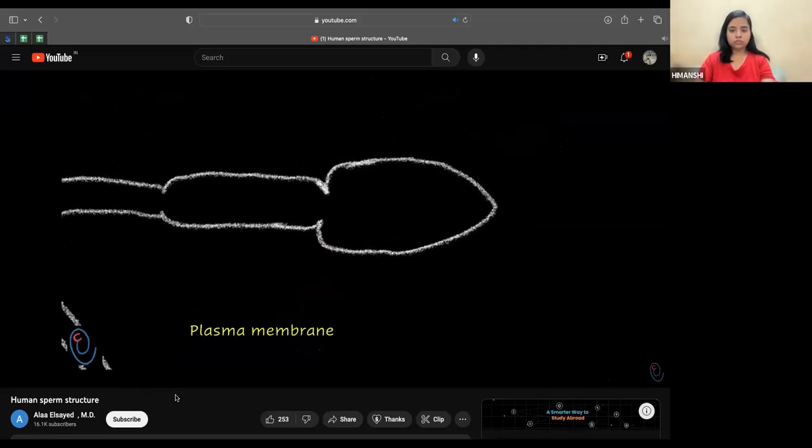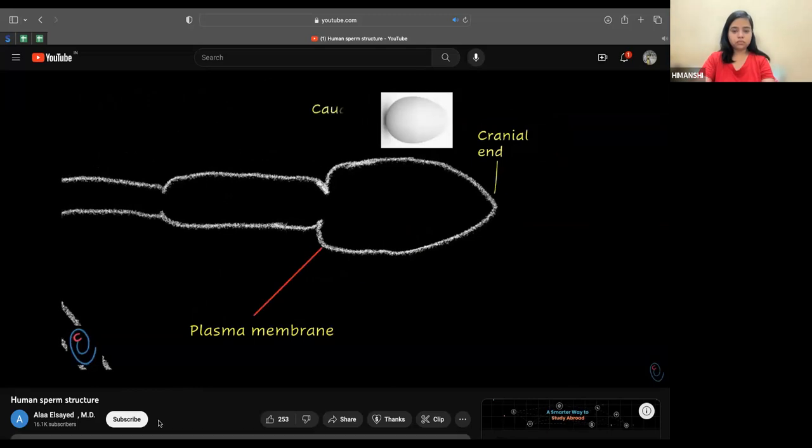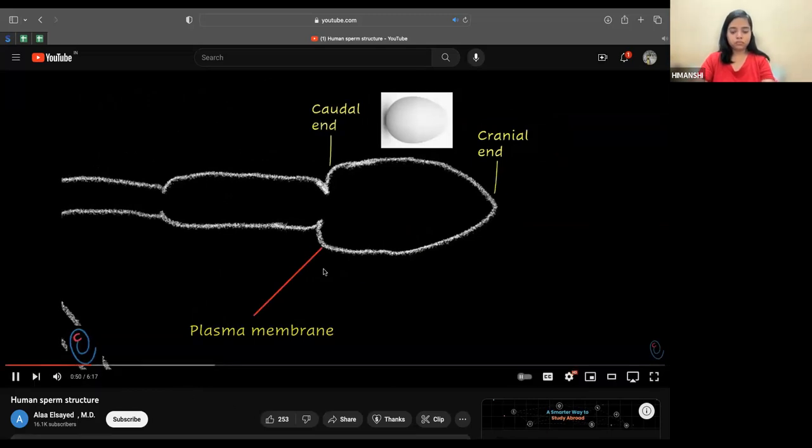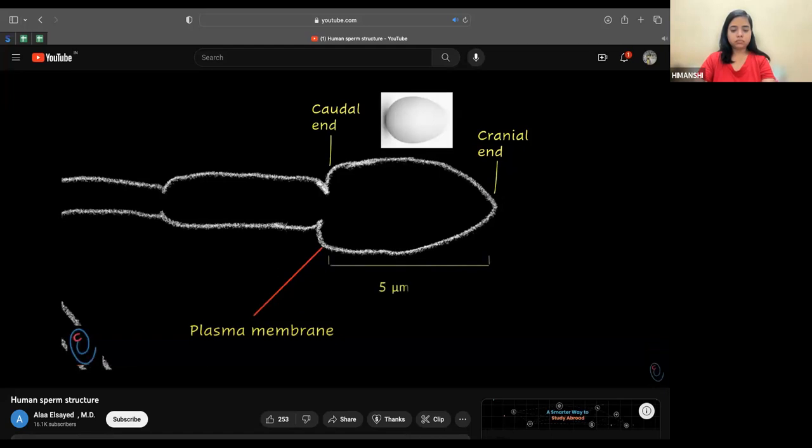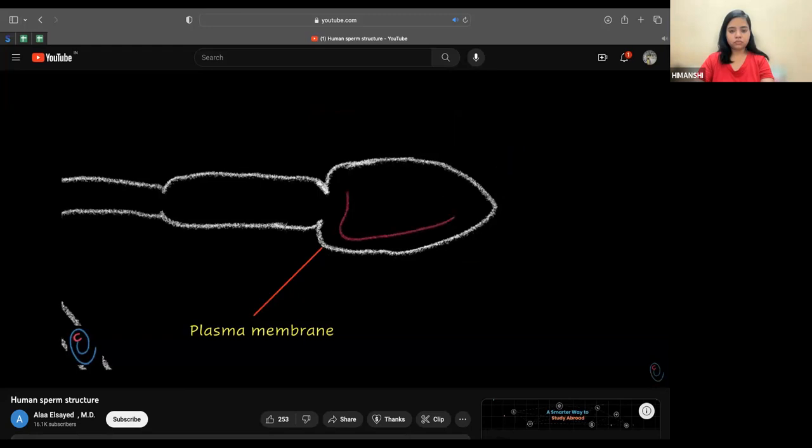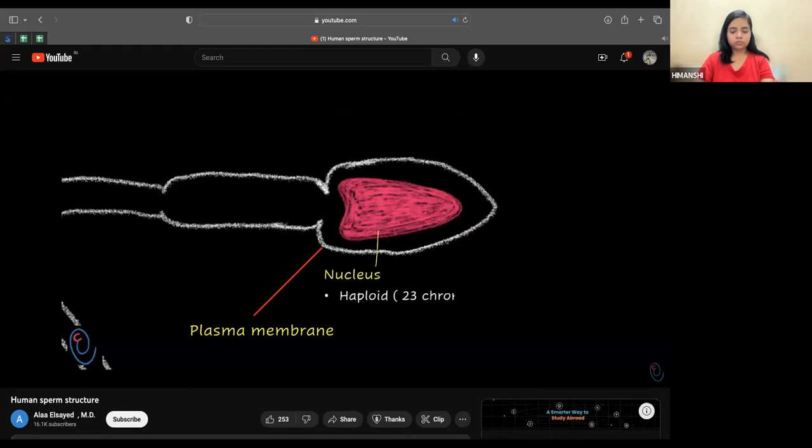The sperm head is oval in shape. It looks like an egg, with a narrow cranial part and a wider caudal part. The length of the head is about 5 micrometers. Inside the head, the nucleus occupies most of the space. It contains a haploid number of chromosomes, 23 chromosomes, which is the genetic material of the father required for fertilization.